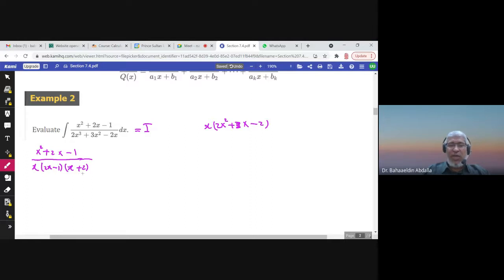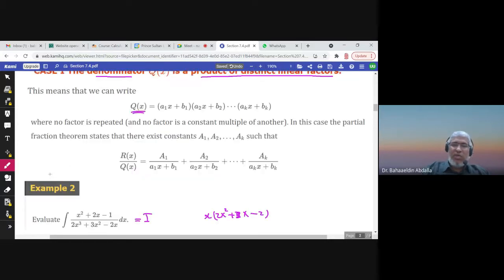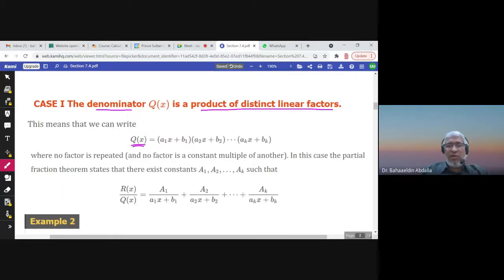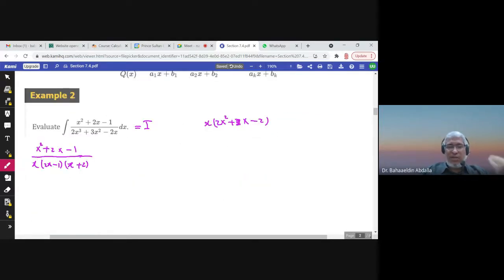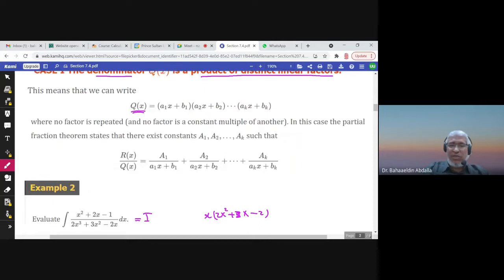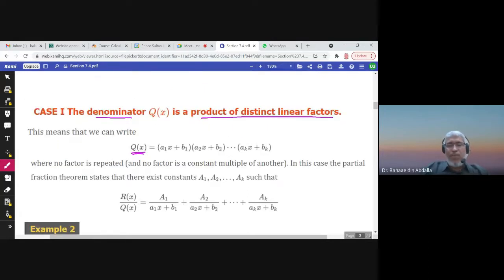These are three linear factors. x has power 1. So this is what we mean when we can write the denominator as a product of distinct linear factors. Distinct means different. These three linear factors are different because the zero here is 0, the zero here is half, and the zero of this factor is negative 2. So there are three different, or distinct, zeros.